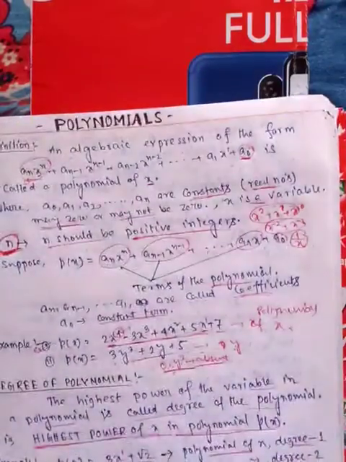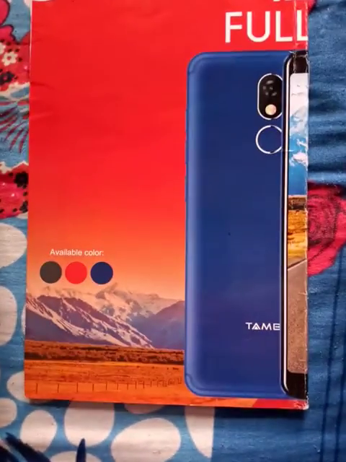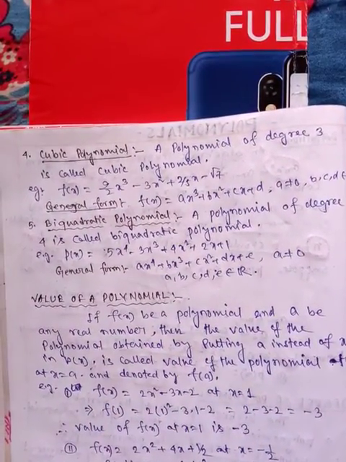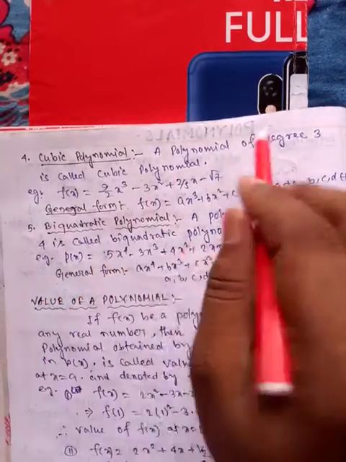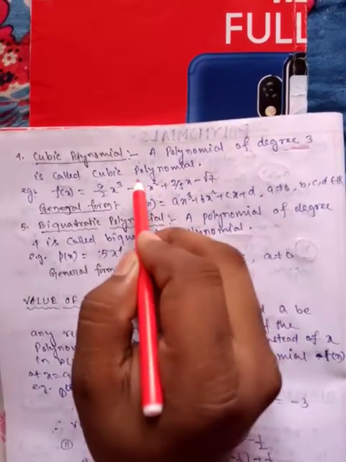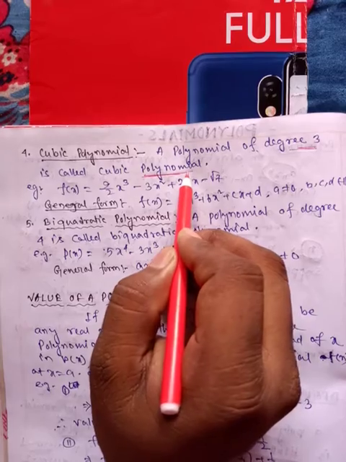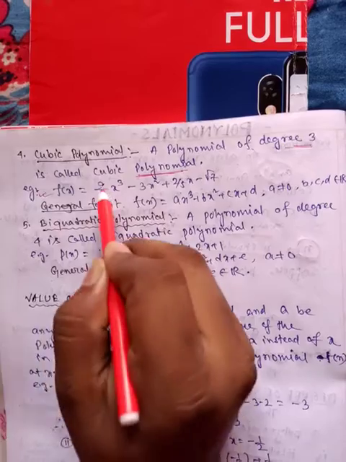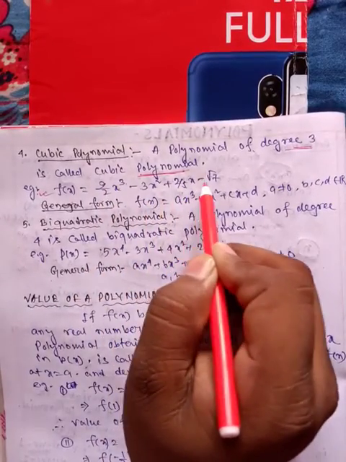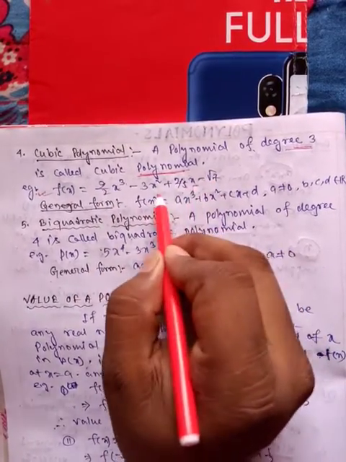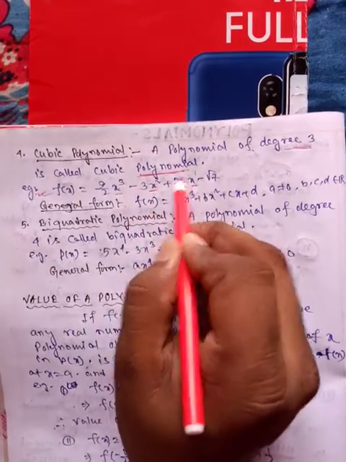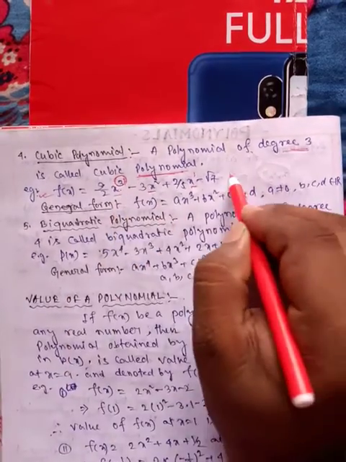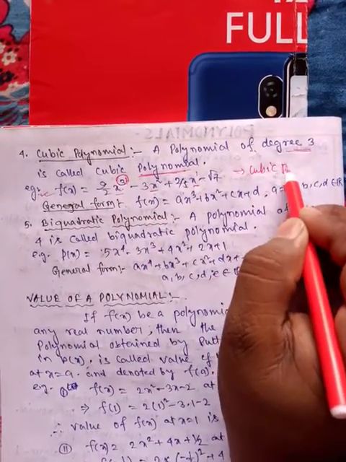Okay. Next, the cubic polynomial. A polynomial of degree 3 is called a cubic polynomial. When the degree of the polynomial is 3, it is called cubic. You can see, for example, 9 by 2 x cube minus 3x square plus 2 by 5 x minus root 7. Here x arises, but the powers are 1, 2, 3. So it is the maximum power. So the degree of this polynomial is 3. So this type of polynomial is called a cubic polynomial. Okay.